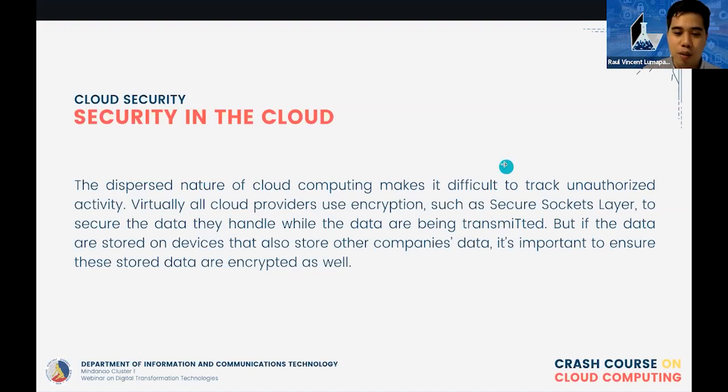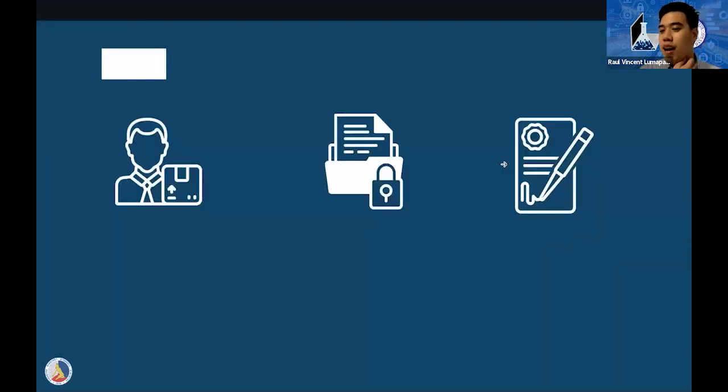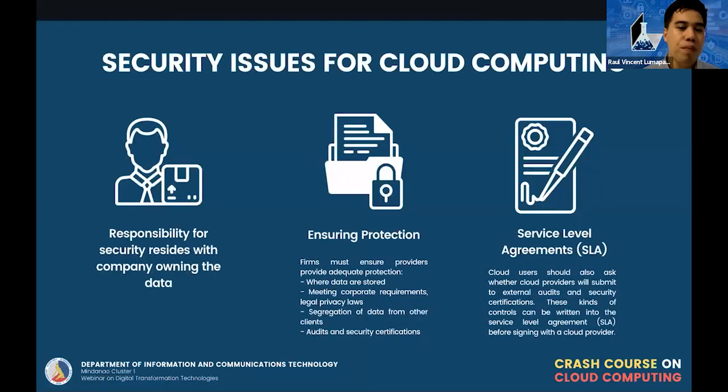Sorry about certifications, but it's expensive. So, security issues for cloud computing. One is that responsibility for security resides with the company owning the data, not with the provider entirely, not AWS or Google entirely, but it's you. There might be investigations where you claim it's not you, it's AWS or Google, but that's very hard to prove.